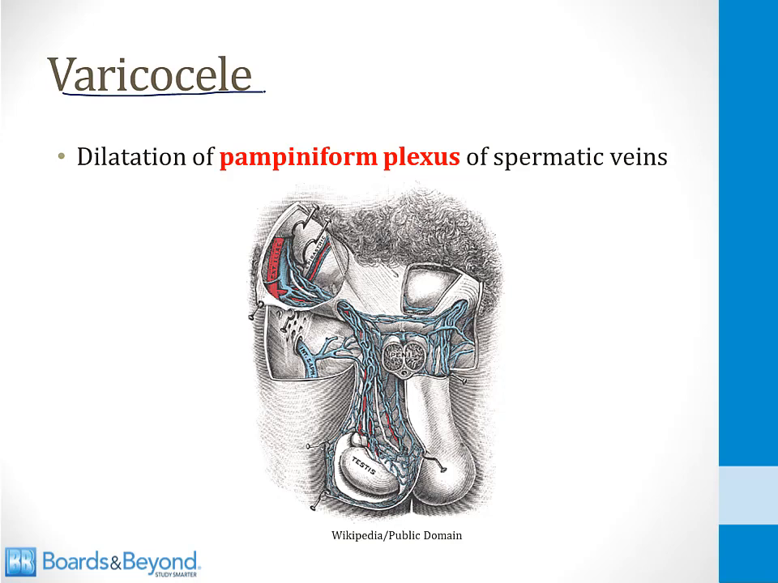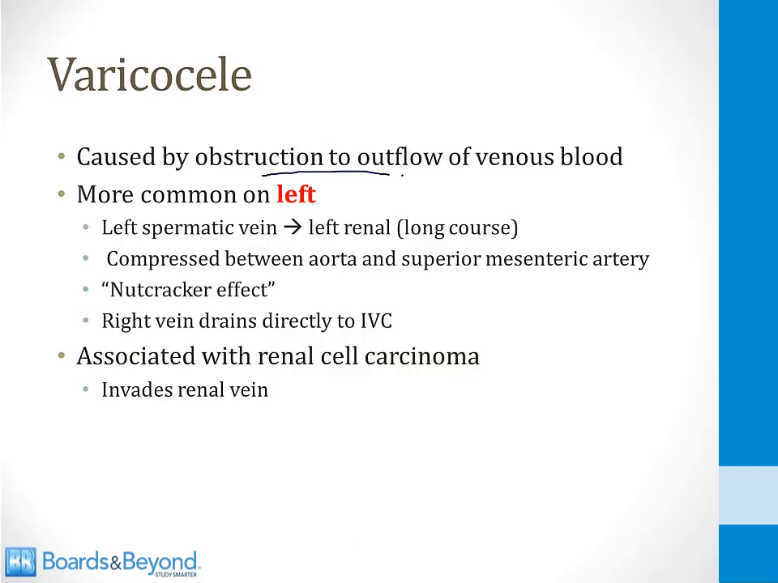A varicocele is a dilatation of veins in the scrotum. Specifically, it's a dilatation of the pampiniform plexus of the spermatic veins. If you look at this picture on the screen, you can see that the veins in the scrotum form this web of structures here. That's called the pampiniform plexus. And if a portion of that becomes dilated, that is called a varicocele. Varicoceles occur when there is some obstruction to outflow of venous blood from the scrotum, and you should know that they are more common on the left.